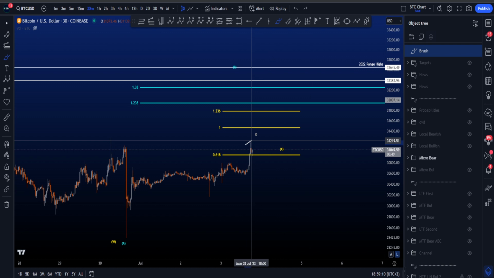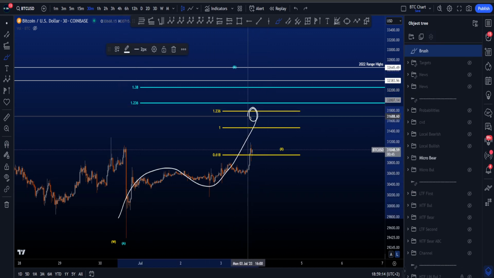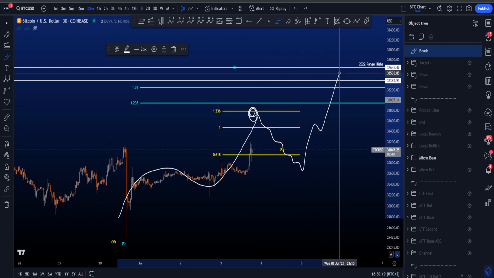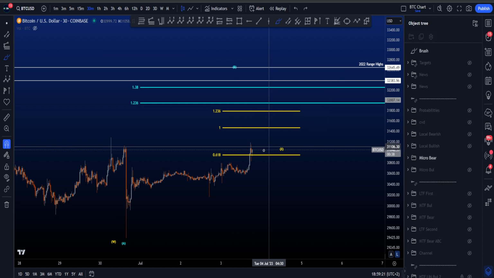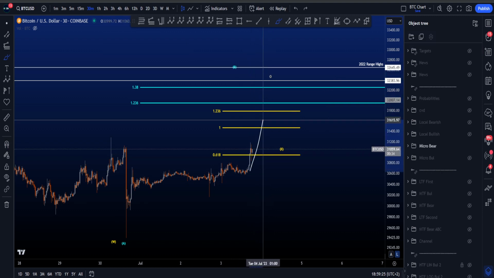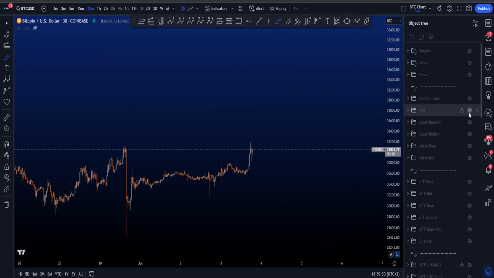So if price is going to continue pushing in a straight line instead of finding resistance in the target area, have a bit of a drop to the downside and then move up, if this happens, well, we could have a potential wave B. But if we go straight up, it is more probable it is going to be a wave 3 and that the 2022 range highs might become broken.